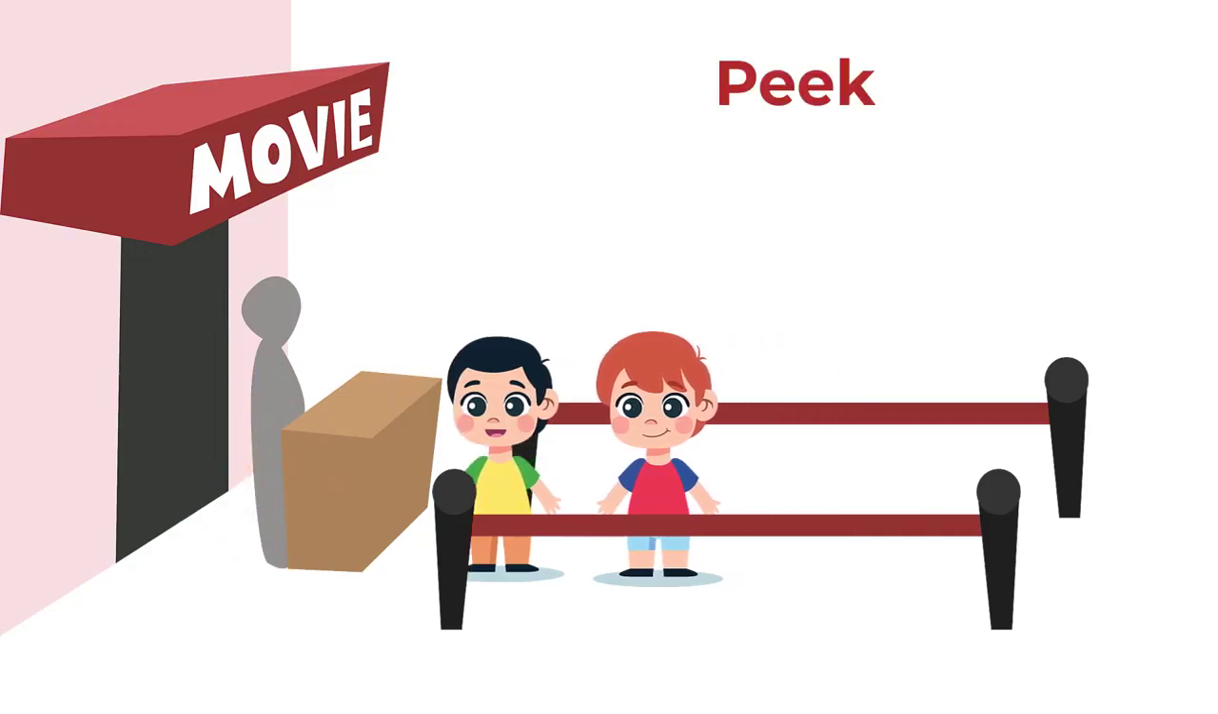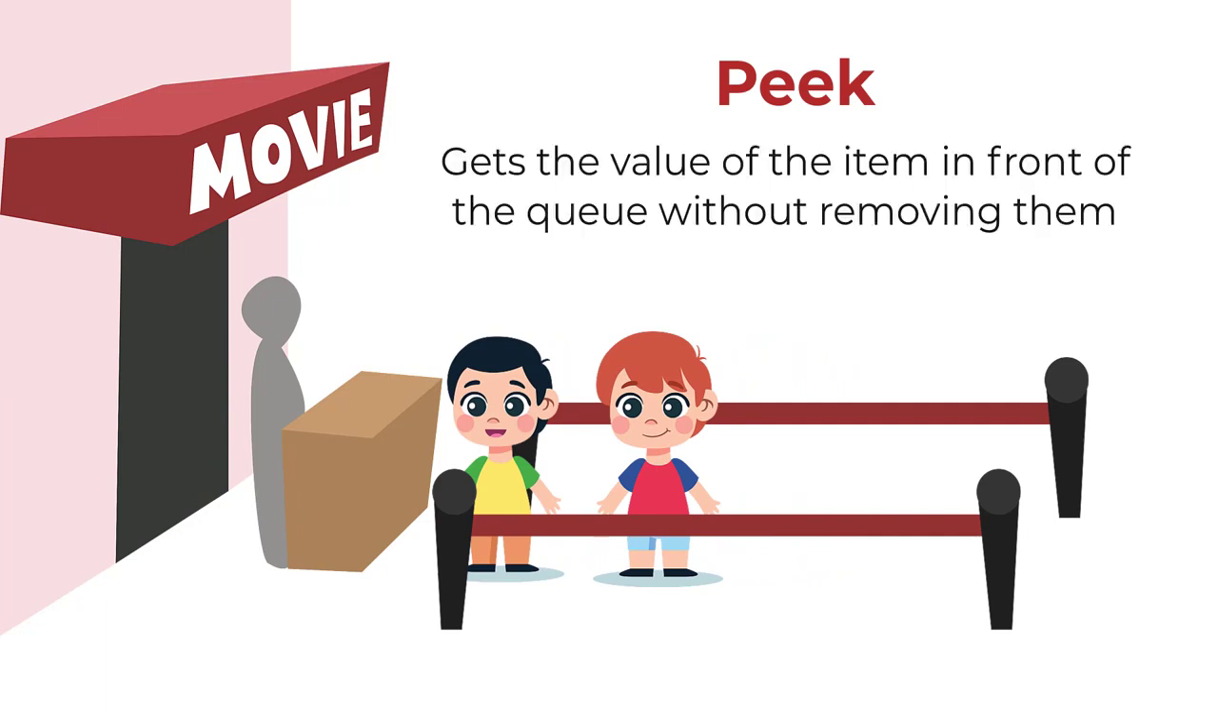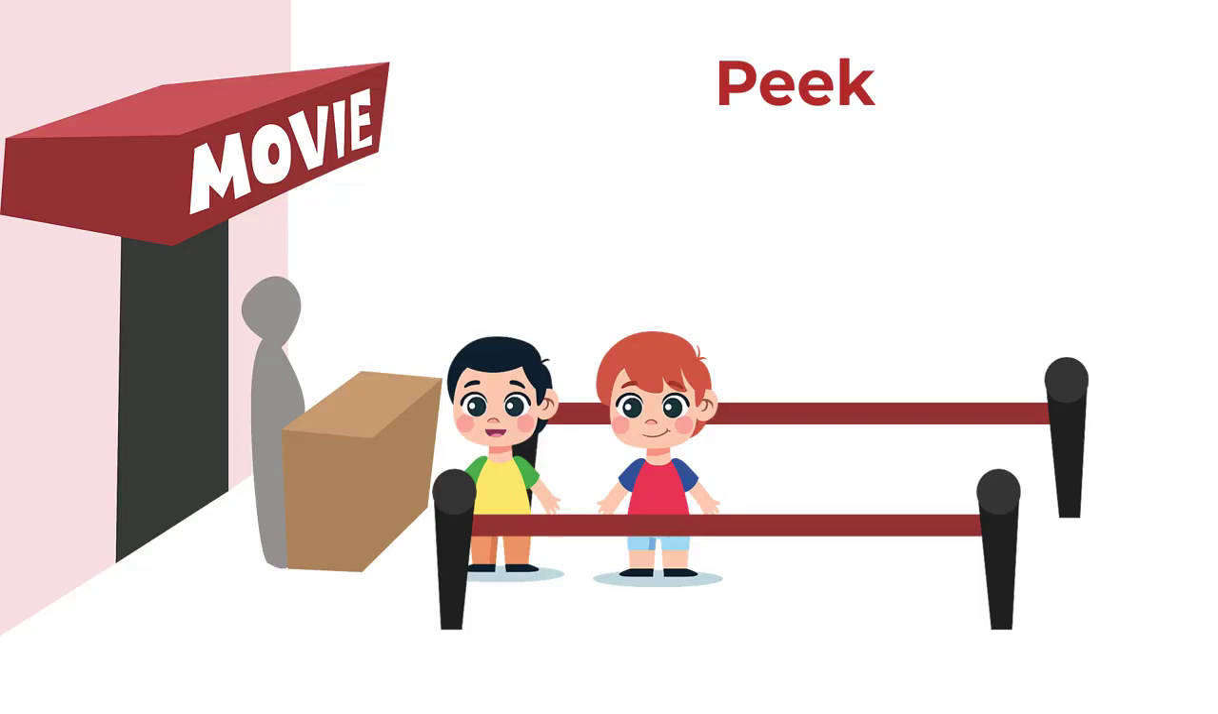We also have the peek operation, where we are getting the value of the item in front of the queue without removing it. We can relate this to when the service crew calls for your turn and sells you your ticket. Note that you're still in line. It's just your turn to buy a ticket.